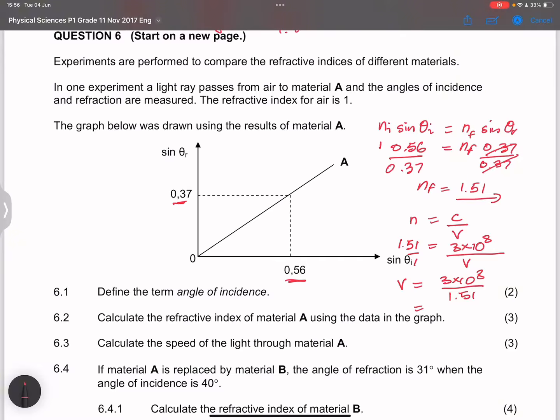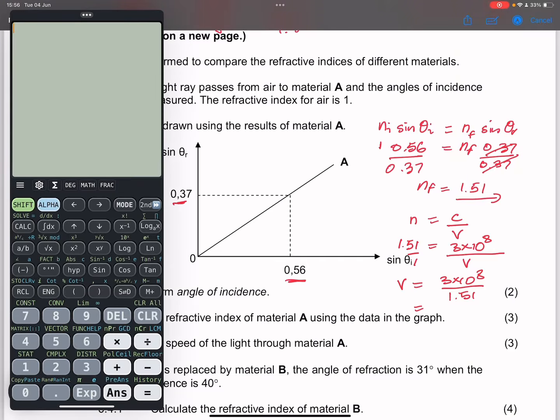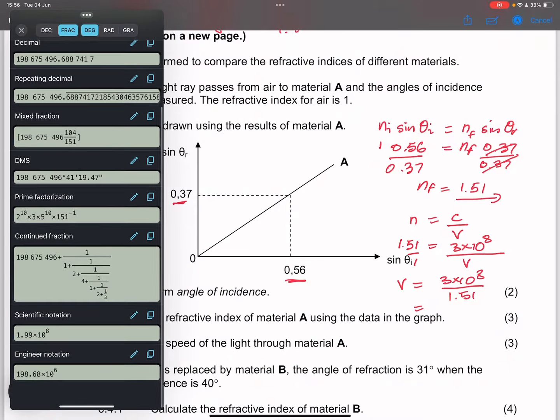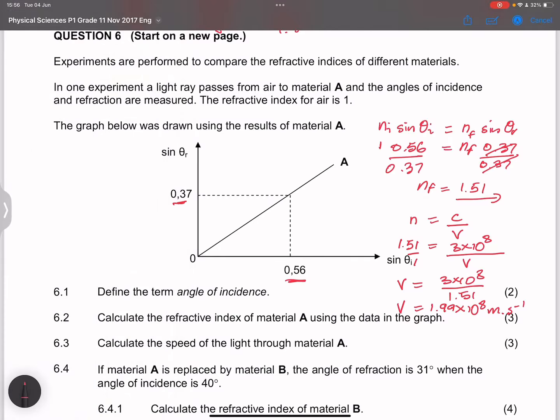Okay, and what do we get there? We'll get 3 exponent 8 divided by 1.51. And that gives me, let's write that in scientific form, 1.99 times 10 exponent 8 meters per second. All right, and that would be the speed of light through the material A.